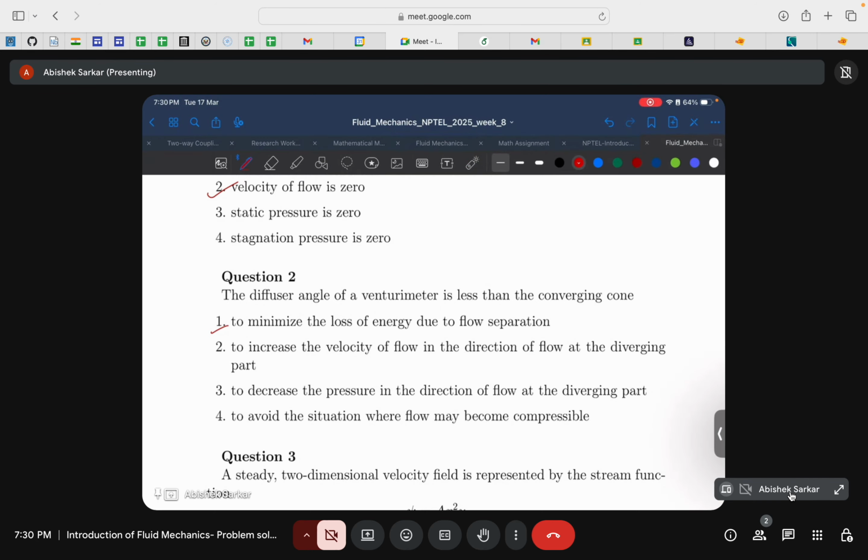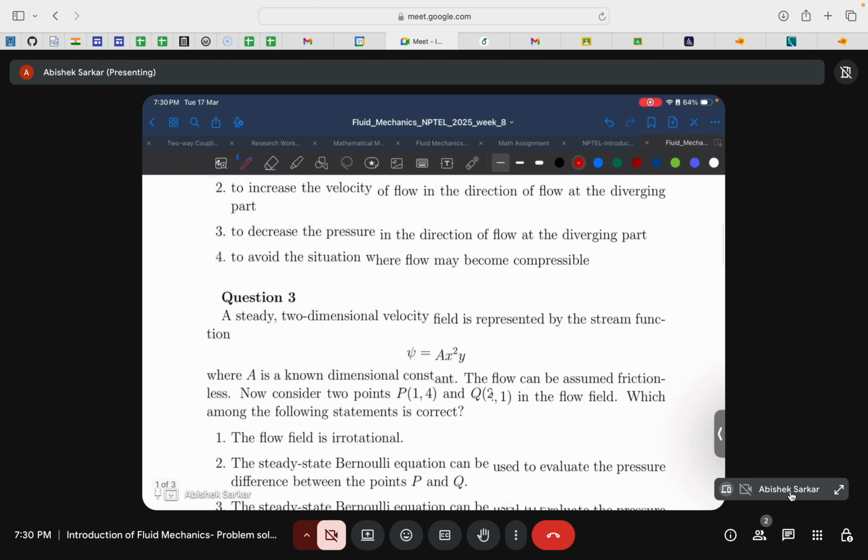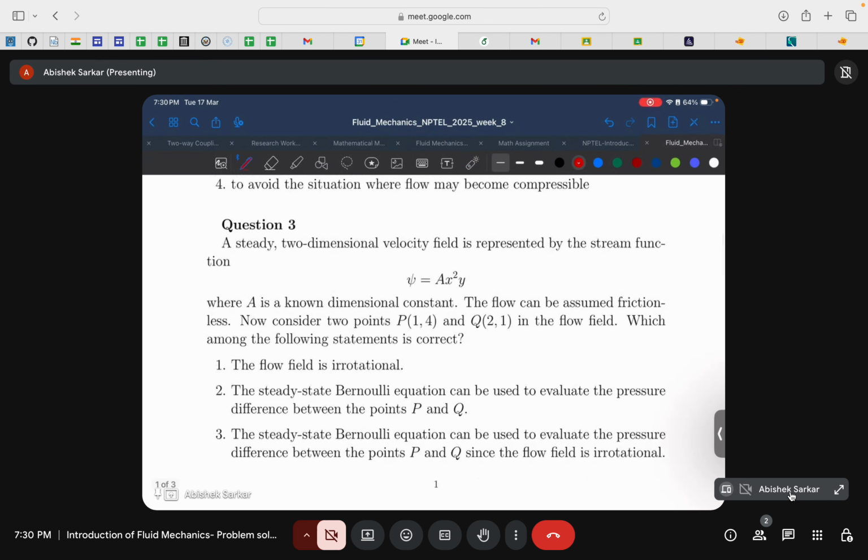Question number 3 is something where we need to do some calculations, so let us look into it. A steady two-dimensional velocity field is presented by the following stream function: psi is equal to a x squared y, where a is a non-dimensional constant. The flow can be assumed to be frictionless.